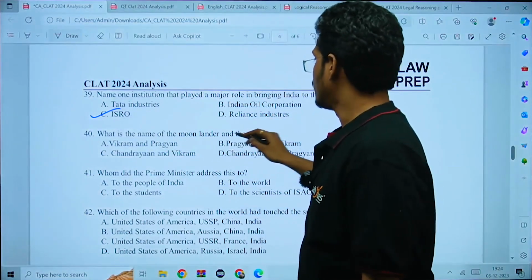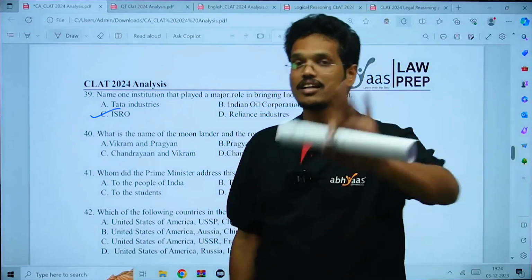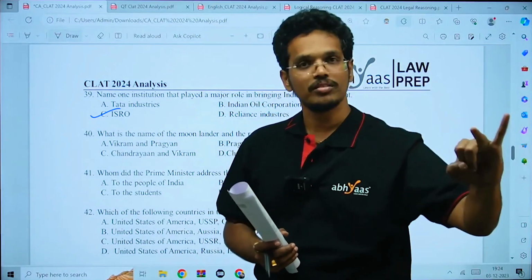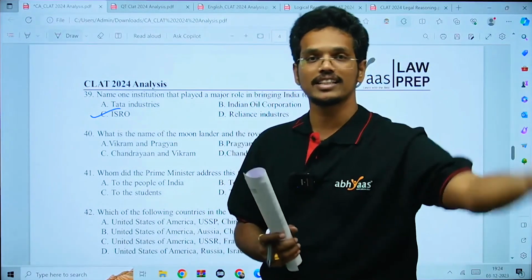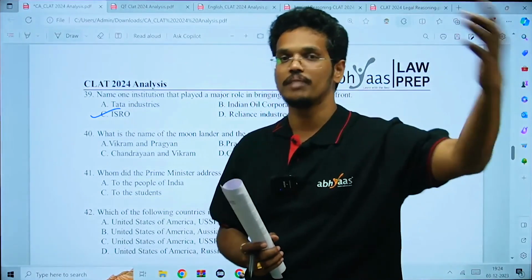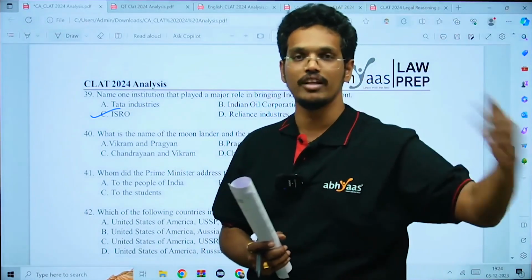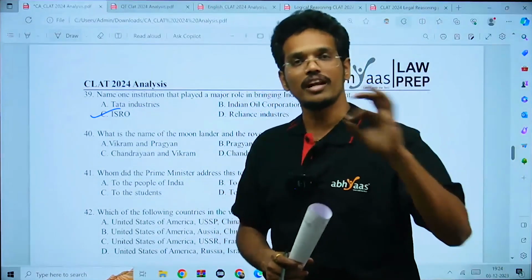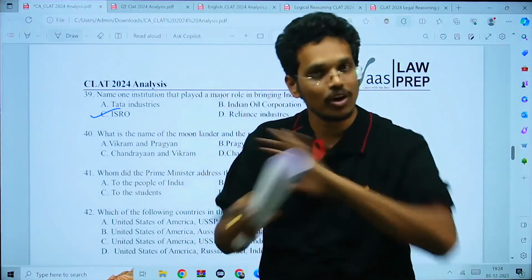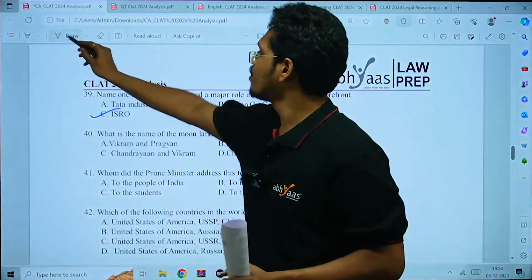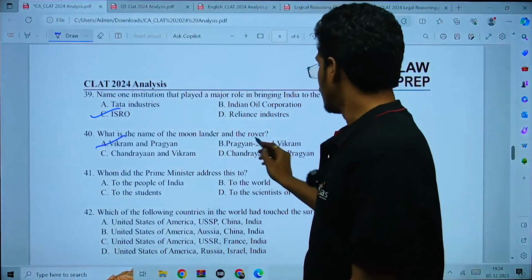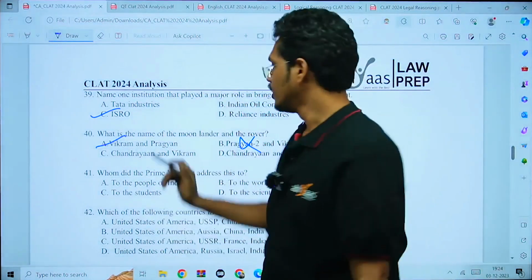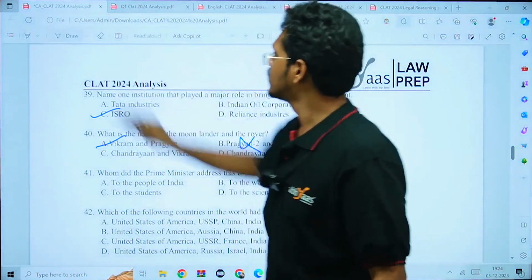What is the name of the moon lander and the rover? Again, there is that confusion. Through Chandrayaan 2, we sent Pragyan and Vikram, but we were unable to make it a success. We placed the orbiter successfully, but our Pragyan and Vikram were a failure for Chandrayaan 2. The same names, Pragyan and Vikram, we sent onto the moon with Chandrayaan 3. The names did not change. So for 40, the answer is Vikram and Pragyan. Pragyan 2 is the wrong one because we did not change the name. We have kept the same name. So Vikram and Pragyan. Next.